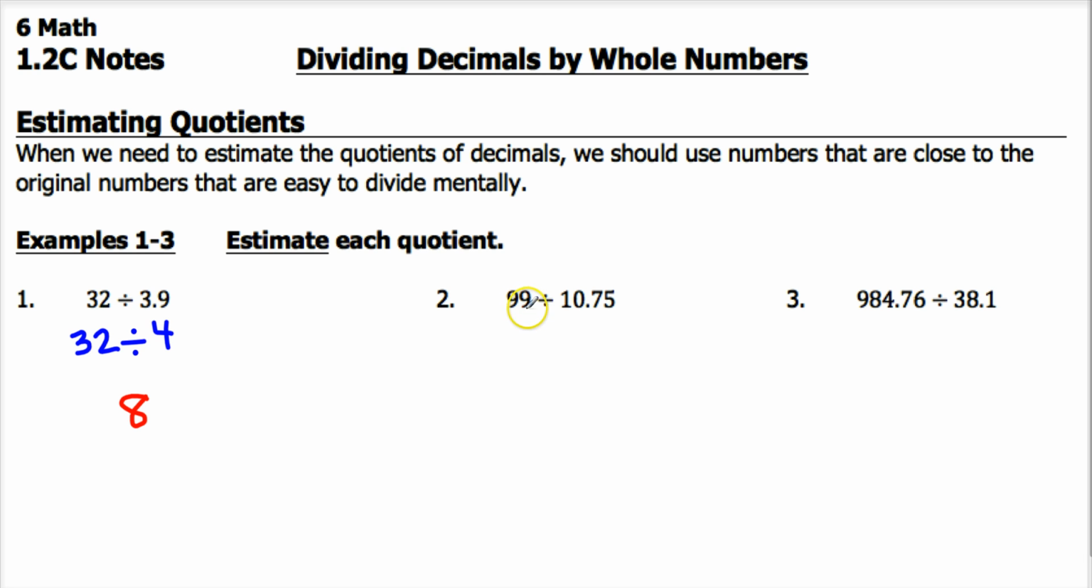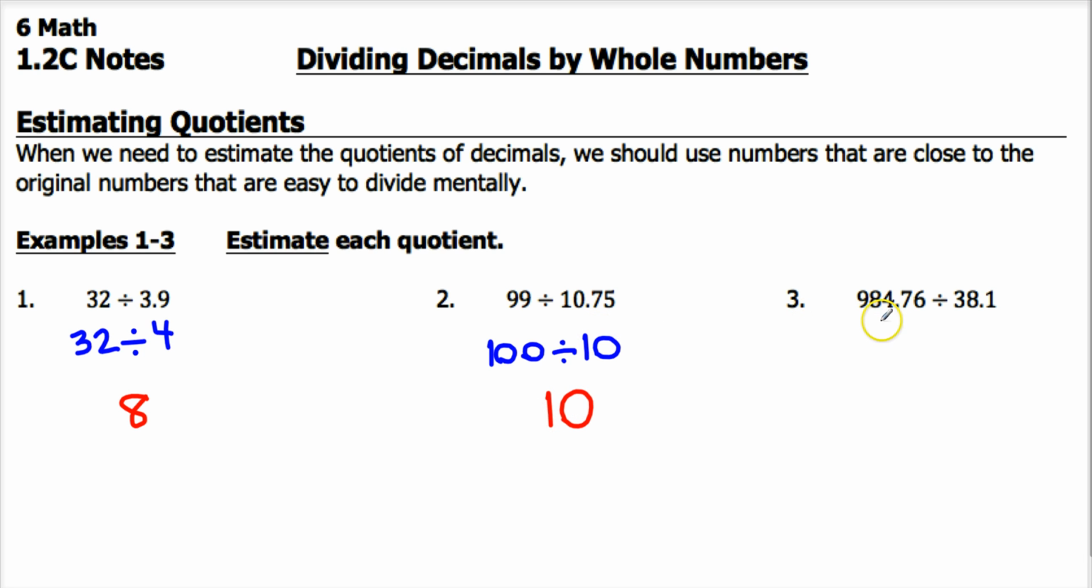On number 2, I have 99 divided by 10.75. Okay, well, 10.75 is really close to 10. And even though 99 is a whole number, okay, 10 doesn't go into 99 evenly. However, 99 is really close to 100. And I know how to do 100 divided by 10 in my head. Okay, 100 divided by 10 is just 10. So that means 99 divided by 10.75, an estimate for that answer would be 10.